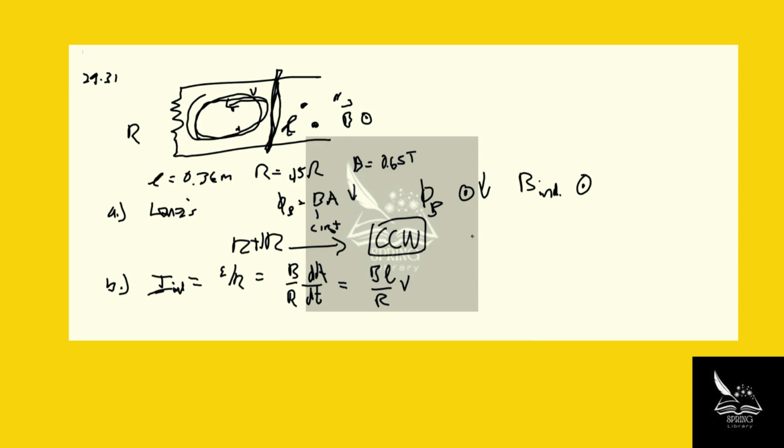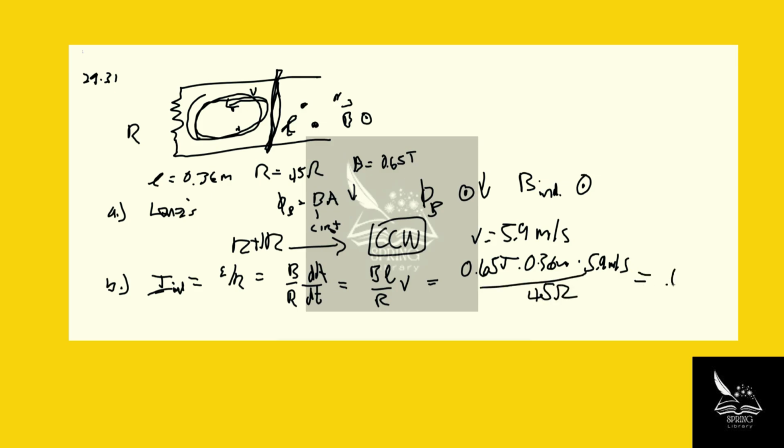Okay, it says we want to do this at the instant where it's moving 5.9 meters per second to the left. So we can now plug everything in. We have 0.65 Tesla times 0.36 meters times 5.9 meters per second, all over 45 ohms. And this comes out to being 0.0307 amps. Cool.